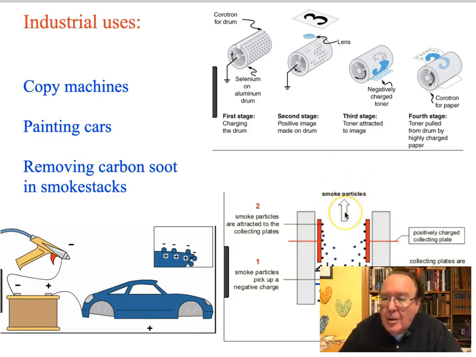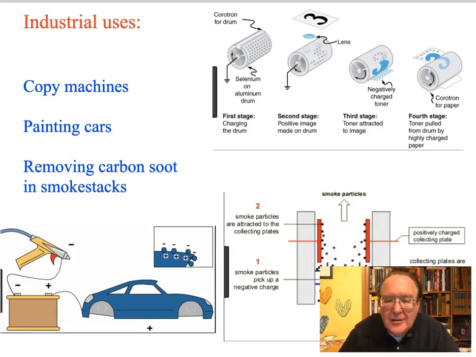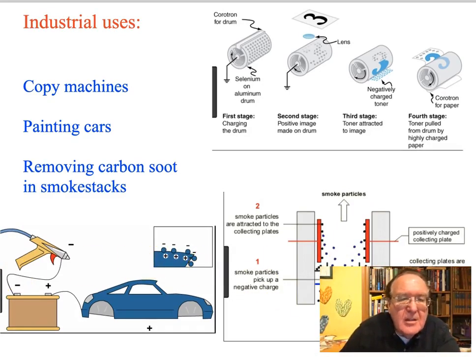So this is called a scrubber. Most power plants have this. It's kind of required by the Environmental Protection Agency, which keeps soot and smoke particles out of the air. Okay, all right. So that's electrostatic.